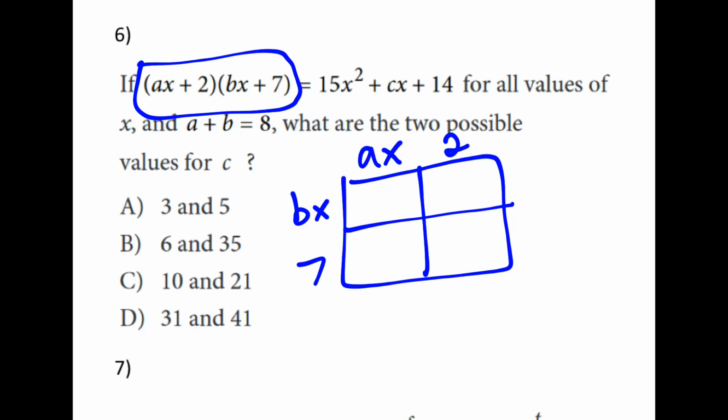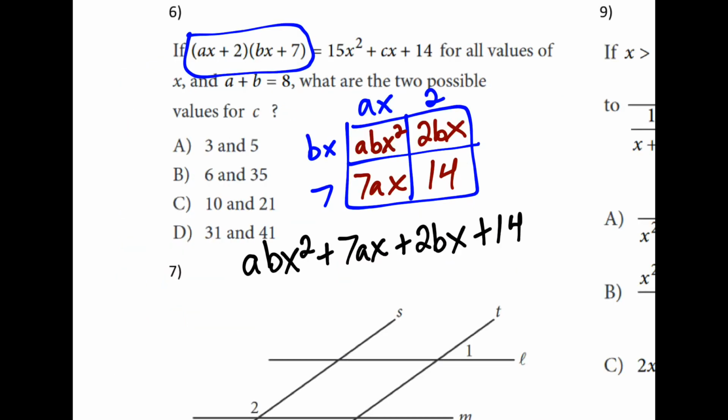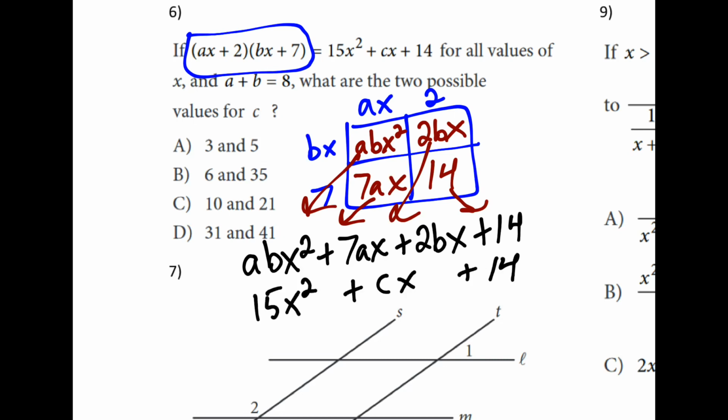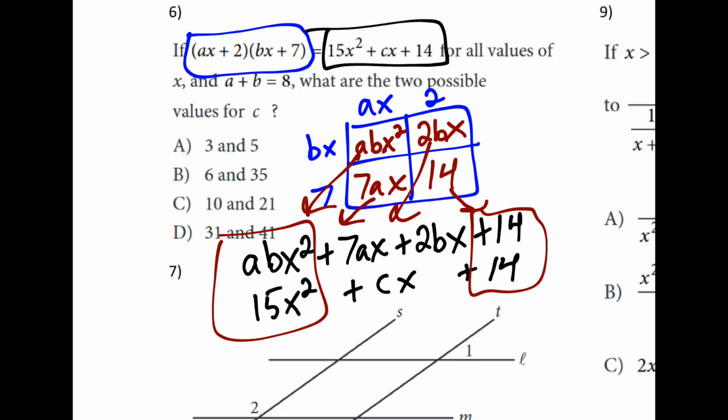Bx times ax gives you abx squared. The next row column, bx times 2, gives me 2bx. Ax times 7 gives me 7ax, and 2 times 7 gives me 14. So I can pull these elements out from the box and rewrite it down here. And I'm going to set that equal to my equation from above, 15x squared plus cx plus 14. So if I break this down into parts, 14 is equal to 14. abx squared is equal to 15x squared. And this middle part, 7ax plus 2bx, is equal to cx.